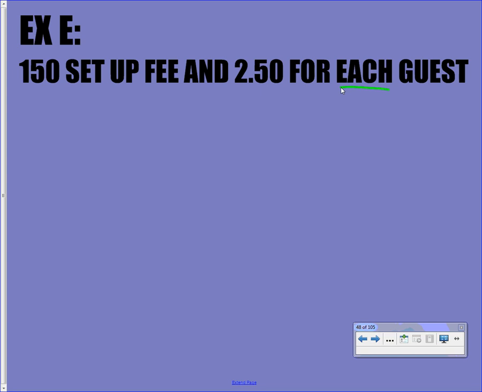So remember when you see the each or the every, that means that is going to be your slope. So I can have my 2.5x, and then my 150 is my basic startup fee. So I'll just add that in as my y-intercept. So I've got y equals 2.5x plus 150.